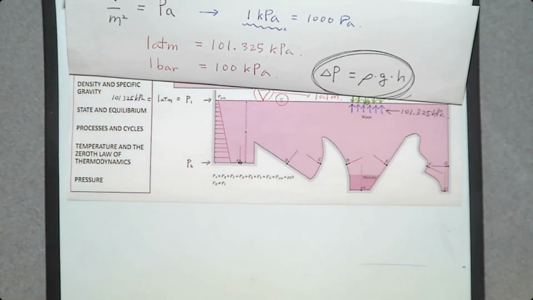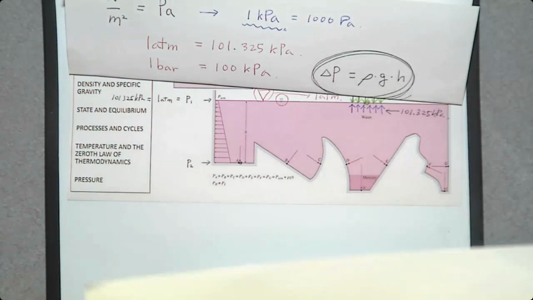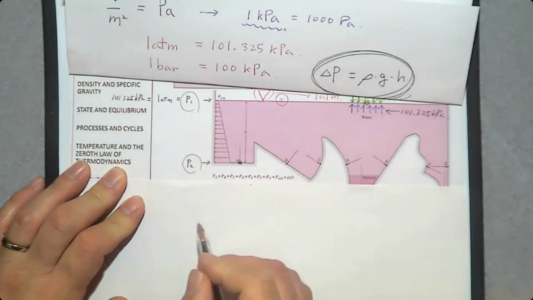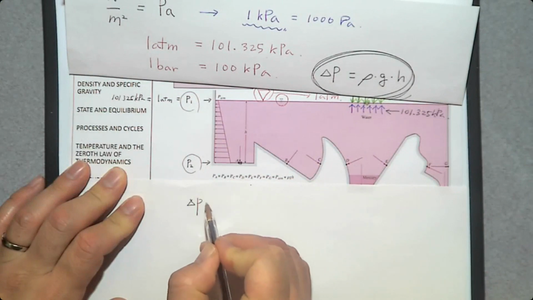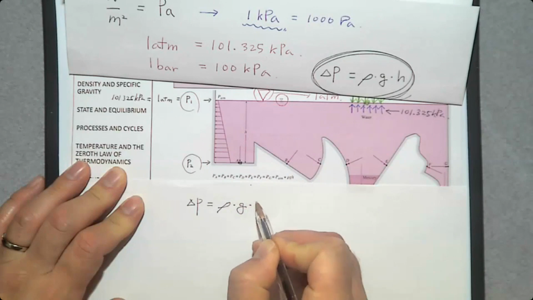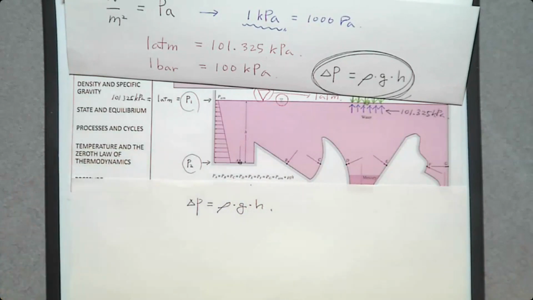Then let's see how we can use delta P = rho g H between these 2 points. Delta P should be the same as density times gravity times H. Then how can you determine this delta P? P1 minus P2 or P2 minus P1?